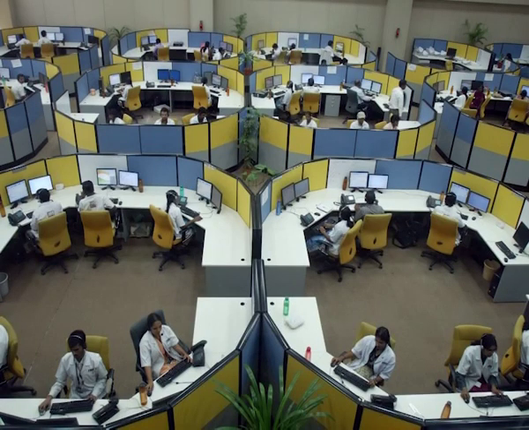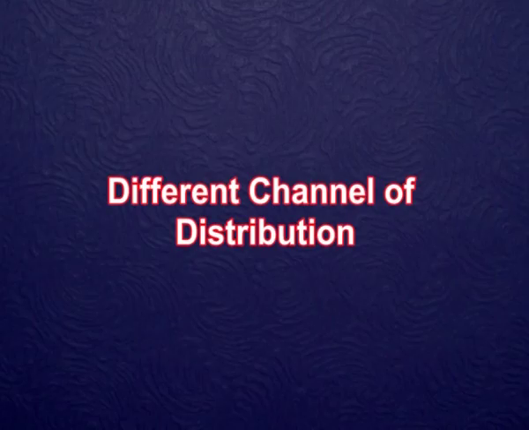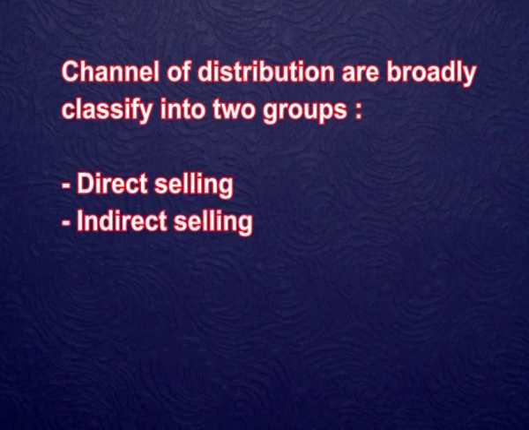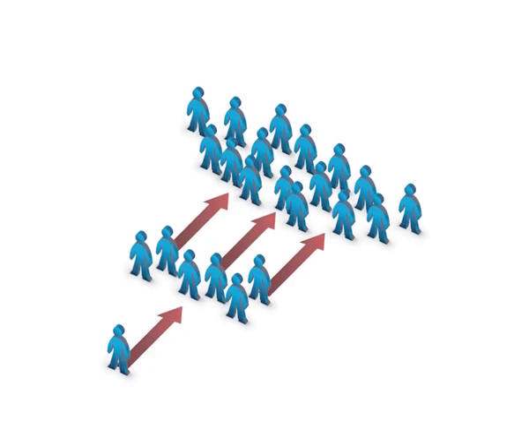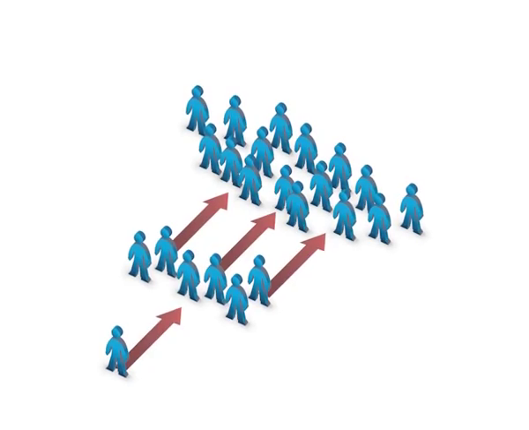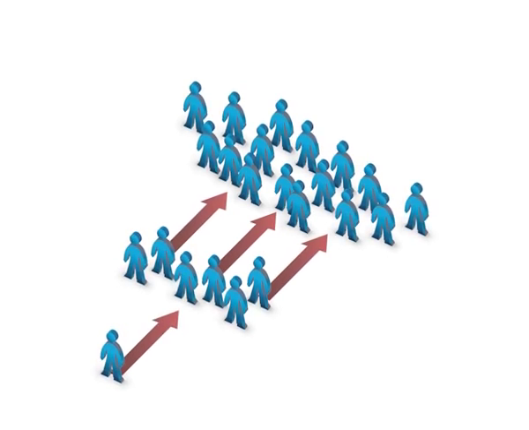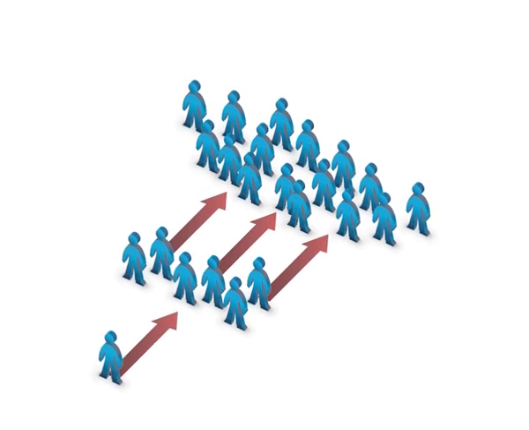Creation of more employment potential and standard of living. Different channels of distribution. Channels of distribution are broadly classified into two groups: first, direct selling, and second, indirect selling. Direct selling: in direct selling, the manufacturer sells his product directly to the customers by employing his own salesman or middleman who contacts the consumers.